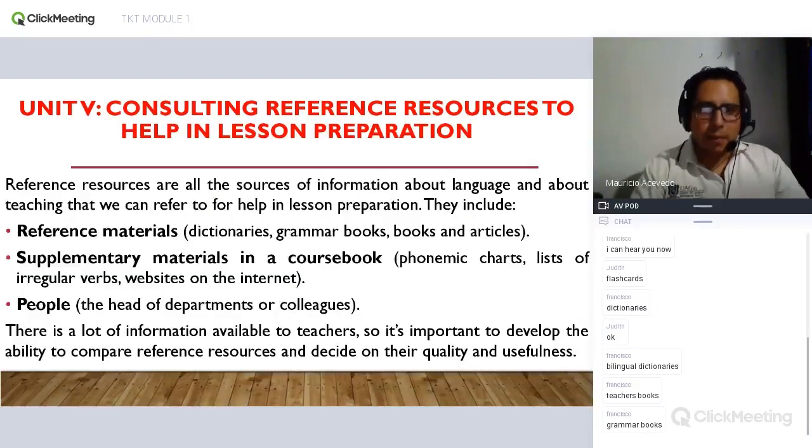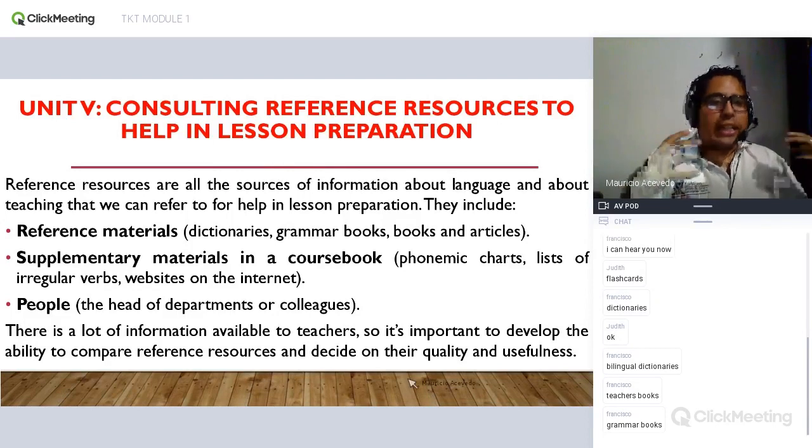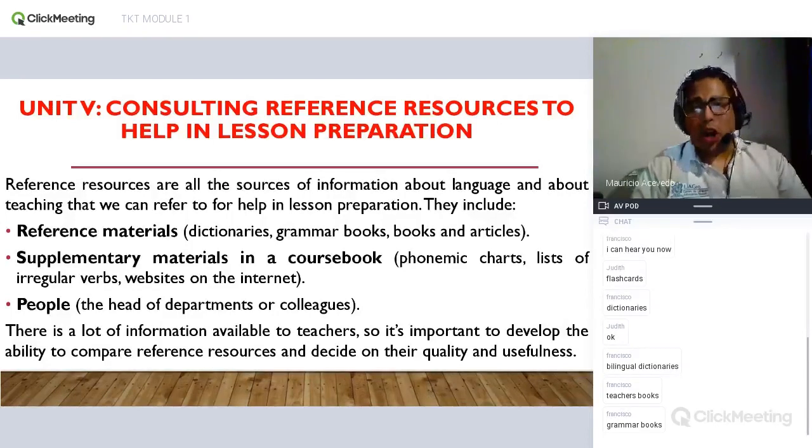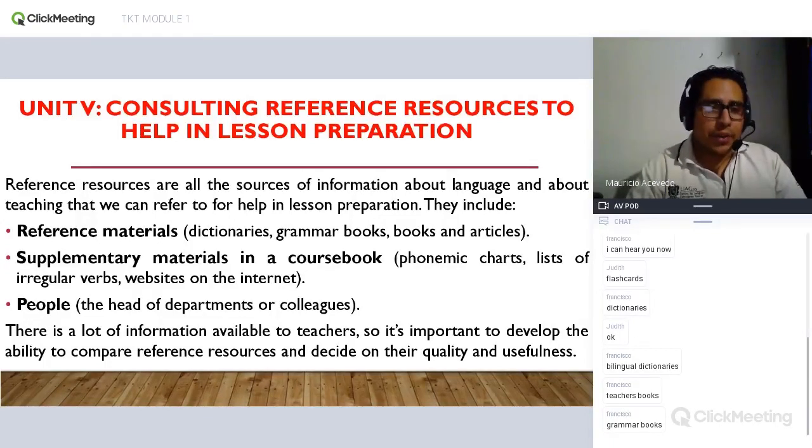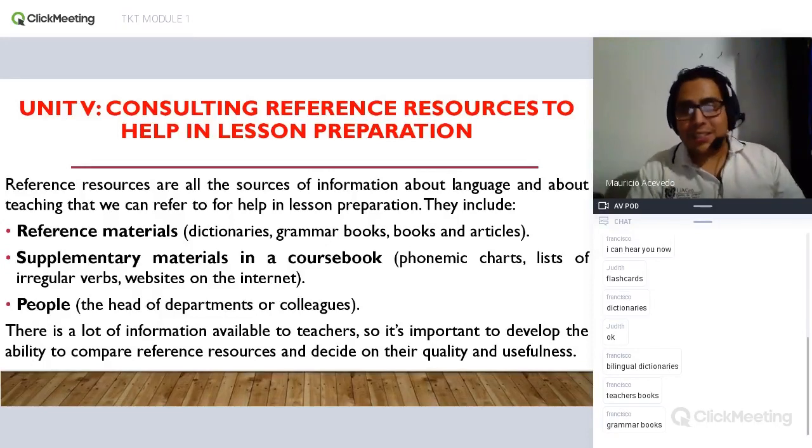Okay, so I'm going to explain very, very quickly. In unit number 5, we were talking about consulting reference resources to help in lesson preparation. We saw that there are three types of references. We have reference materials, we have supplementary materials in a course book, and we also have people that can help us, such as the headmasters, the principals, the same colleagues, etc.